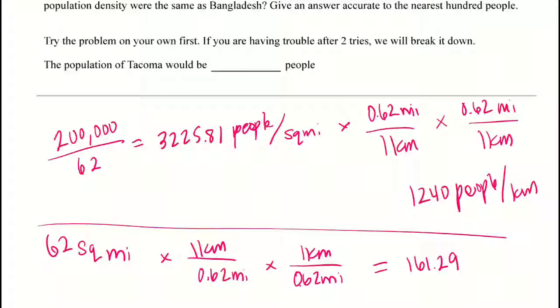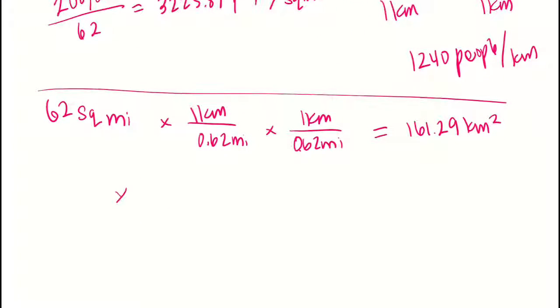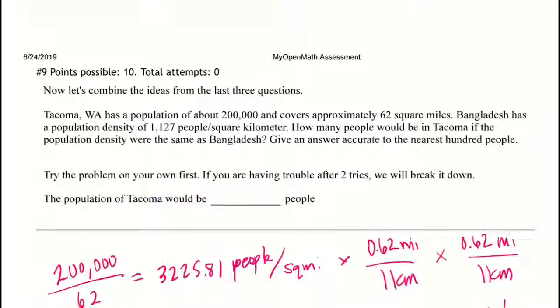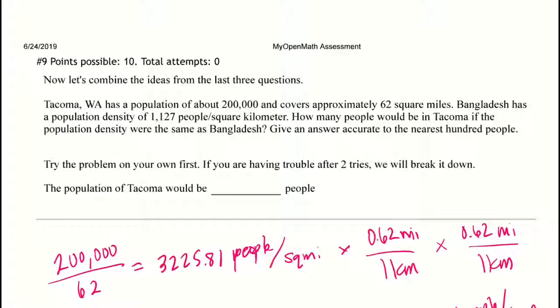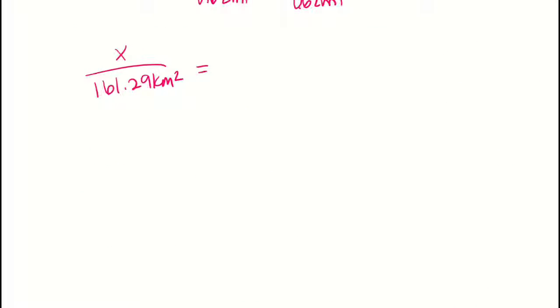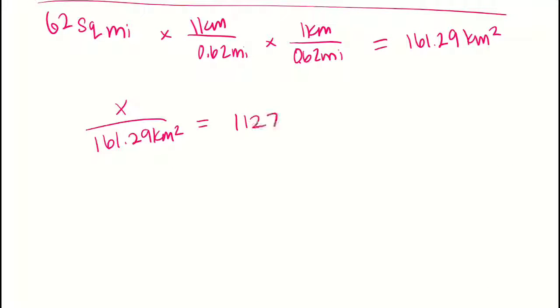So that becomes 161.29 square kilometers, or kilometers squared, and that's what we're going to use as the new area for Tacoma, and we're going to set it to the population density of Bangladesh. Now, just like I showed you above, solve for x, and that'll be your answer.